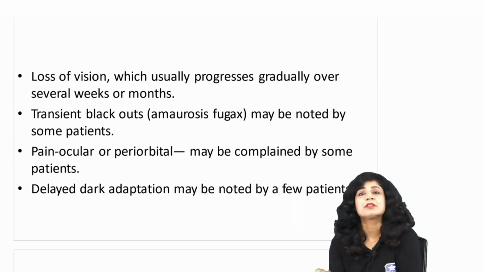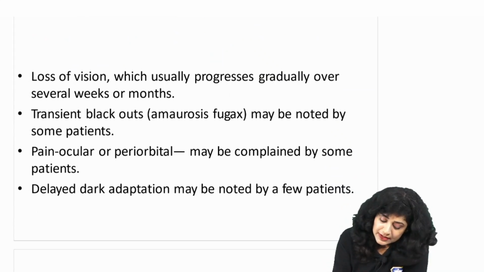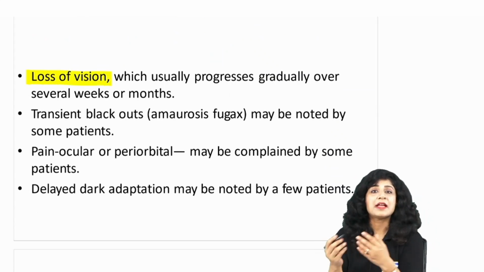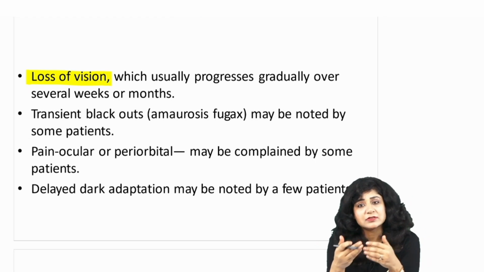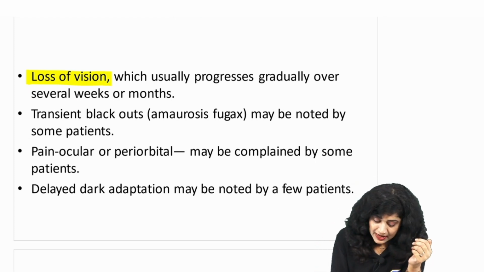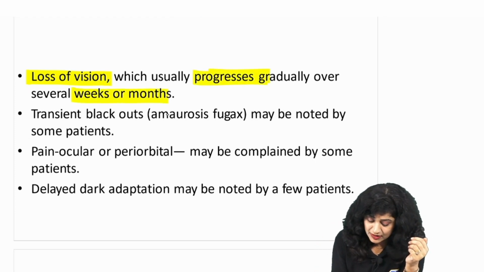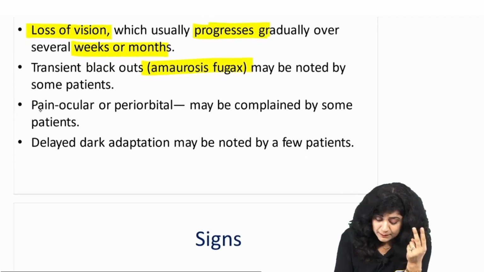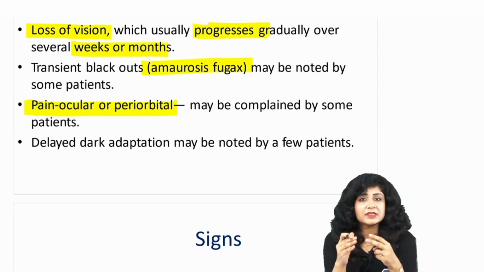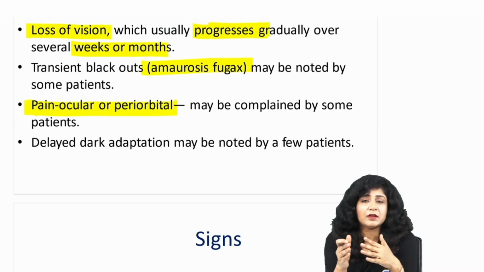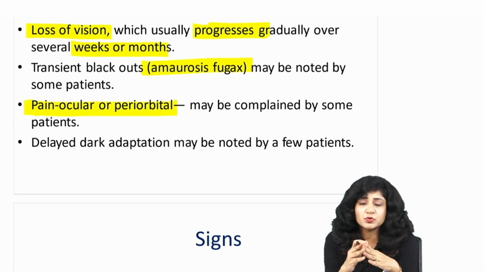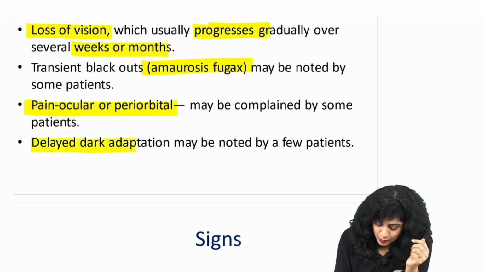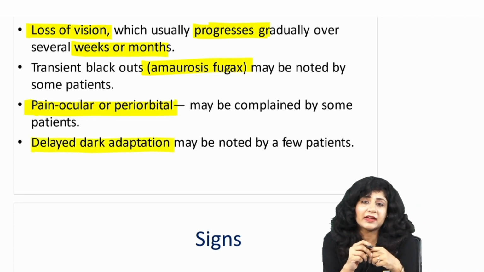Now look at the symptoms. Obviously, because the main blood supply is affected, loss of vision has to be there, and it is actually a progressive one. Then we have transient blackouts, amaurosis fugax is very common, and pain. Now pain is not present in every person, but quite frequently we have episodes of pain, and some of them will also give you delayed dark adaptation.